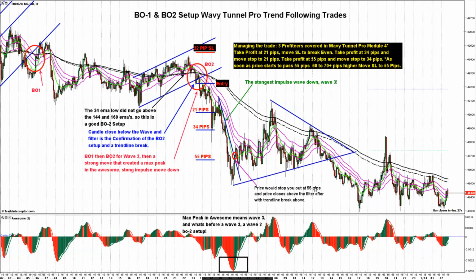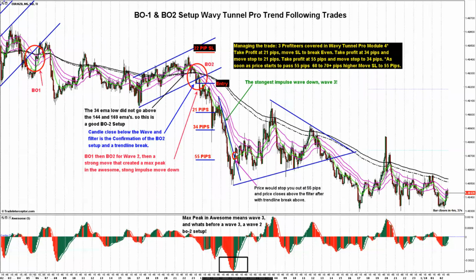Price would stop you out at 55 pips and when price closes above the filter with a trend line break. So this is the methodology that we were showing you. So he's showing both methods on this chart. So here we have the trend line break and price closing above the filter.